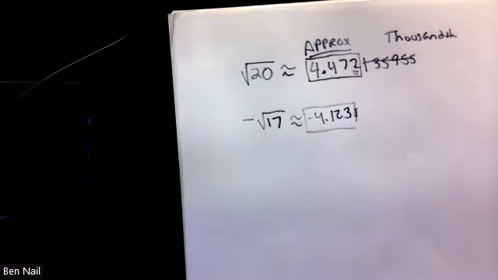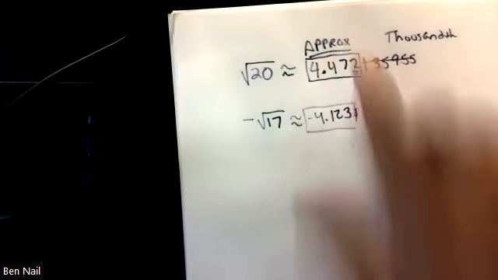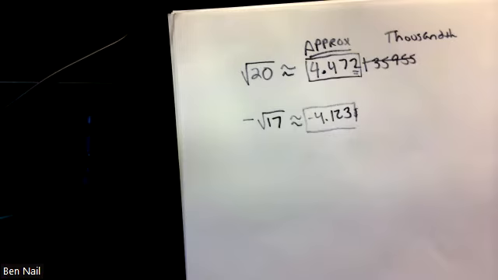So most of the problems in 7.1 are exact. However, there are some where they ask you specifically for the approximation. That just means the decimal equivalent.